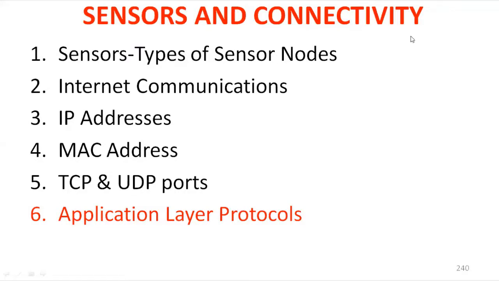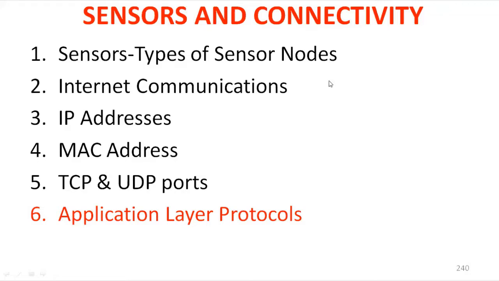In the previous session, you completed the topics sensor types, internet communication, IP address, MAC address, TCP and UDP ports for the IoT. For the IoT devices, you are using this information. Now you are going to learn about the application layer protocols for communicating from one device to another device. That means for sending data or messages from one device to another, a very important part is the IoT device application layer.